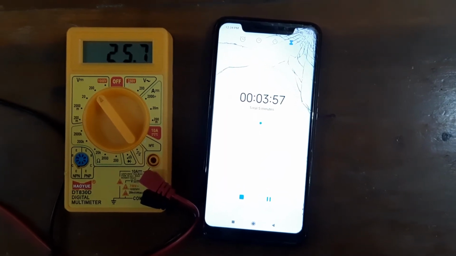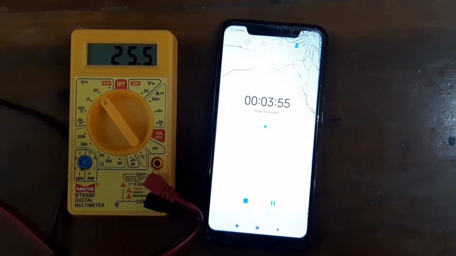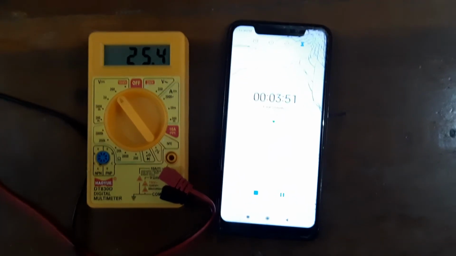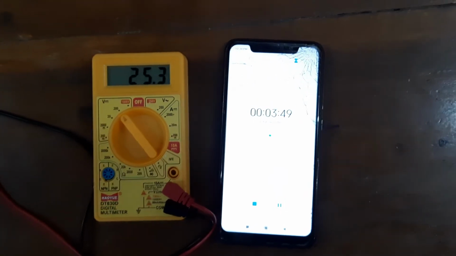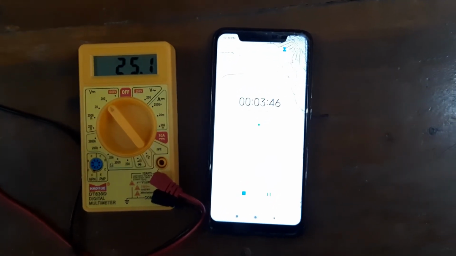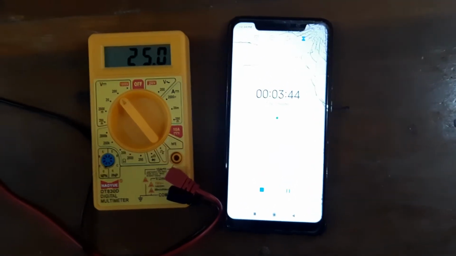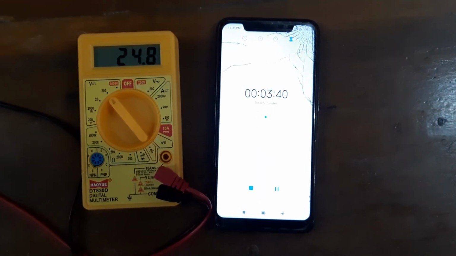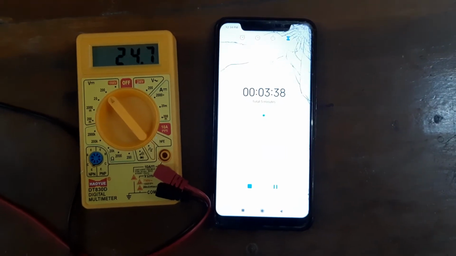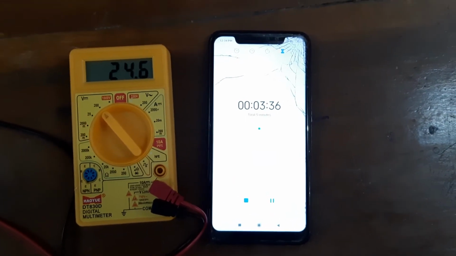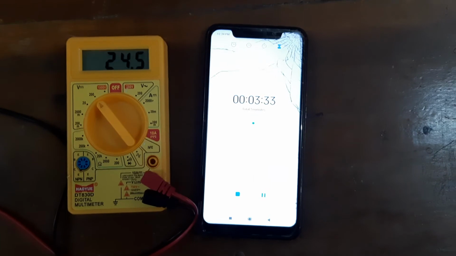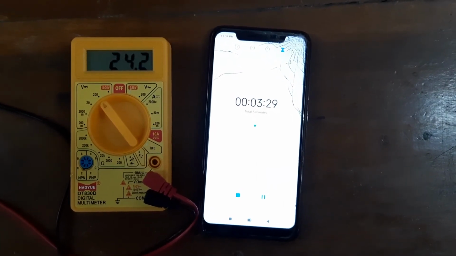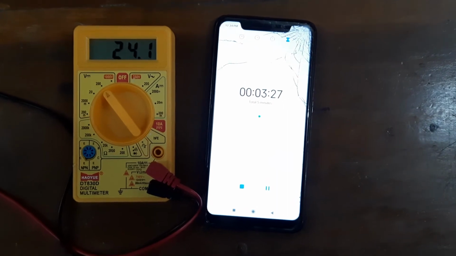So at 4 minutes approximately 25.7 volts was there. So in this manner, at every 60 seconds for 10 minutes we have to take the observation. So there will be 10 different observations. You can see the discharging rate is very slow.